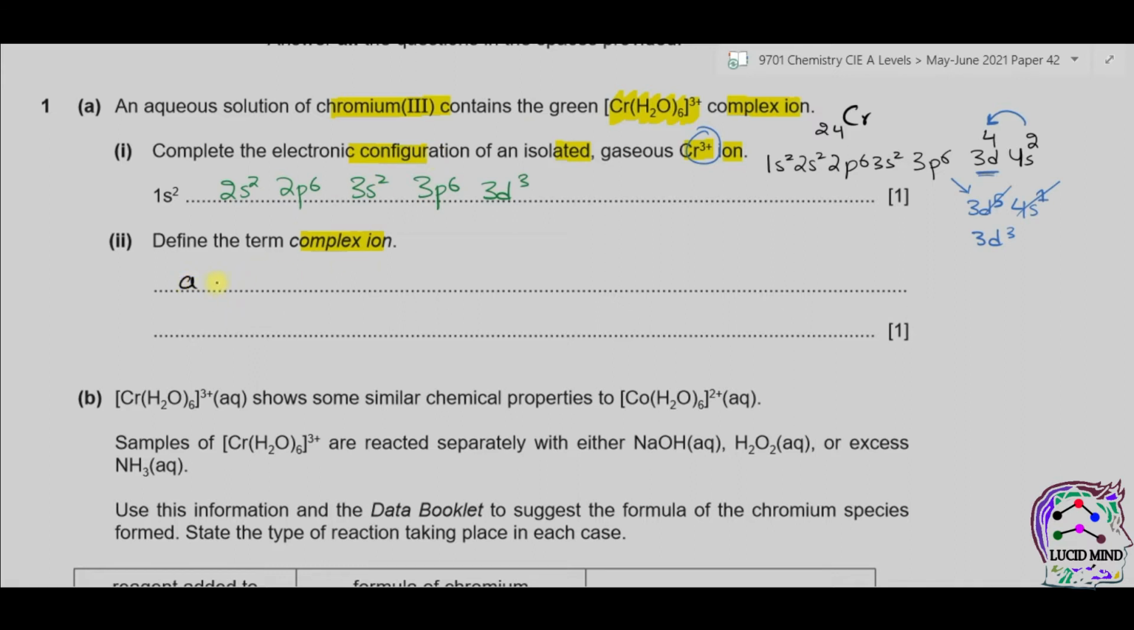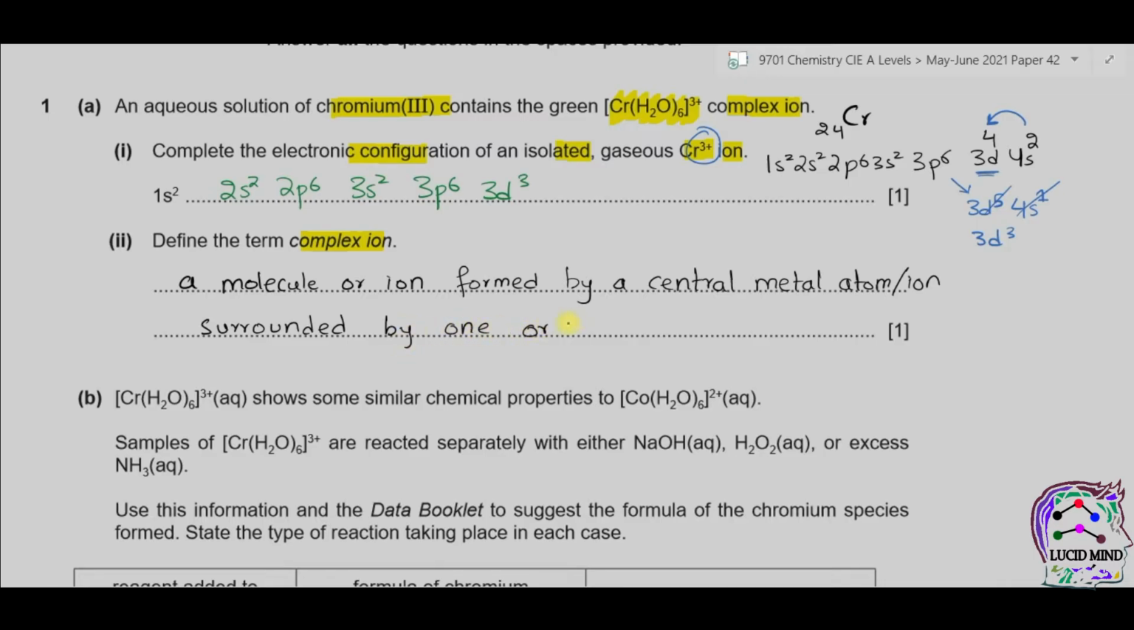It is a molecule or ion which is formed by a central metal atom or ion surrounded by one or more ligands. Now ligands are actually making coordinate covalent bonds with the central metal.